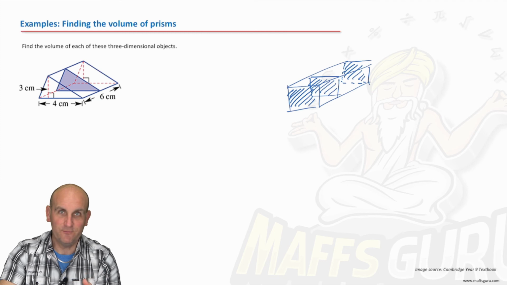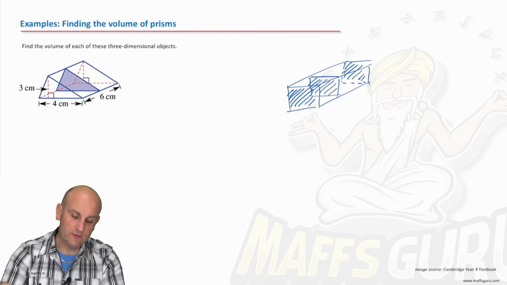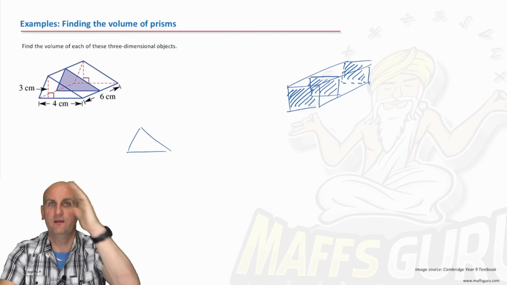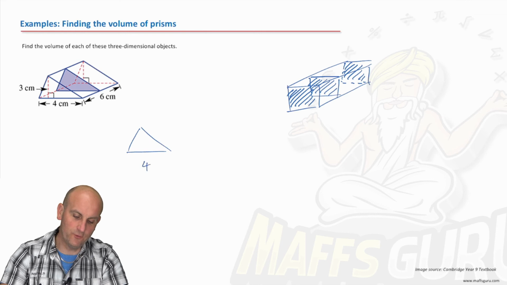But they haven't given it to you. You've got to work it out. Because if we look at the front of that shape, what is it? It's a triangle. And how do we find the area of a triangle? Base times height and halve it. So we know the base is 4. We know the height, it says, is 3.